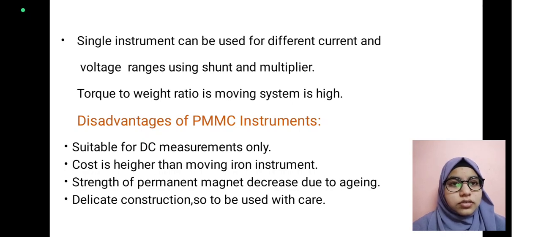Despite these advantages, we also have some disadvantages of the PMMC instrument. It is suitable for DC measurements only. Cost is higher than the moving iron instrument. The strength of the permanent magnet decreases due to aging. Delicate construction, so it has to be used with care.